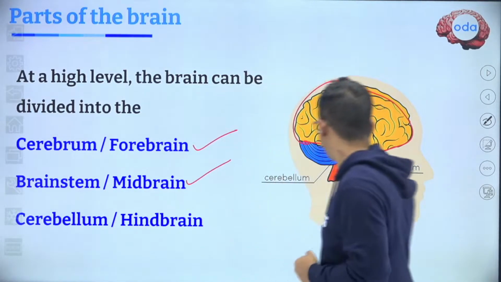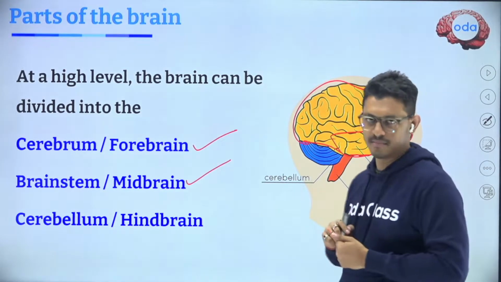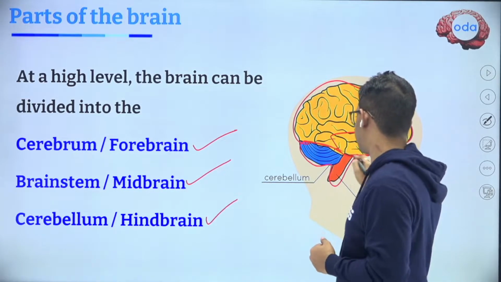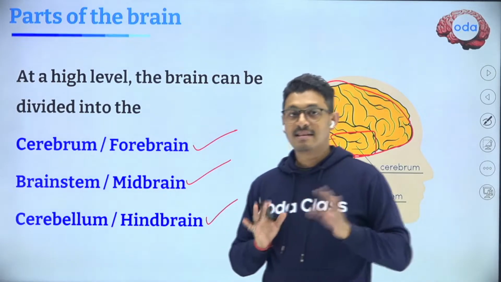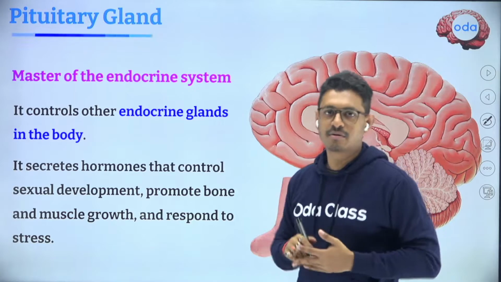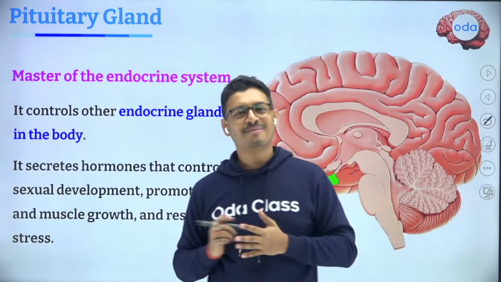Then you have the midbrain, which is inside part of the brain. And then you have the hindbrain. Hindbrain is basically this section of the brain. Okay, now these are the main 3 parts. Now, as I told you that we have already discussed the previous forebrain, let's talk about the midbrain.